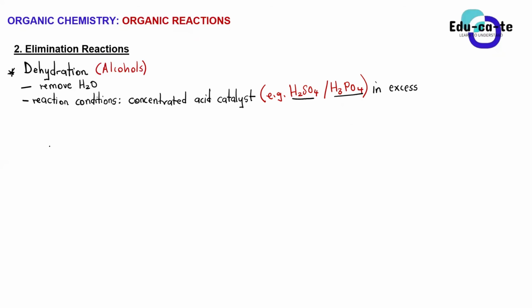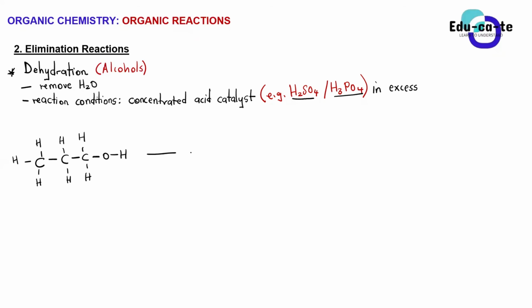So for dehydration, we start with an alcohol. And remember, an alcohol must have an OH group, a hydroxyl group. For example, this is 1-propanol. So we have 1-propanol here, and this is an alcohol, and I want to dehydrate the alcohol. I want to remove water from it. That is what I'm trying to say.